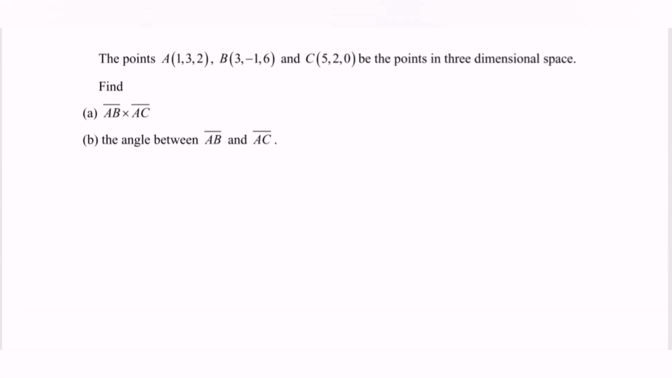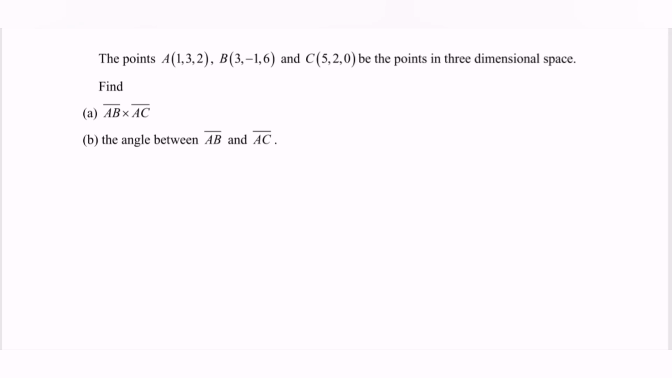Next, kindly refer to the question for vectors. Let point A with the coordinate (1, 3, 2), B with the coordinate (3, -1, 6), and C with the coordinate (5, 2, 0) be points in three-dimensional space. Find the vector AB cross with the vector AC.